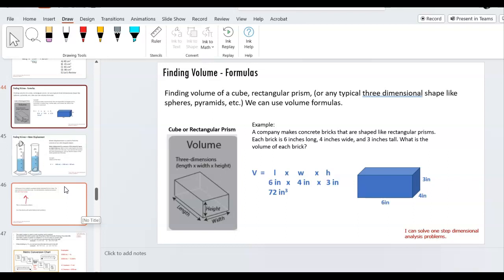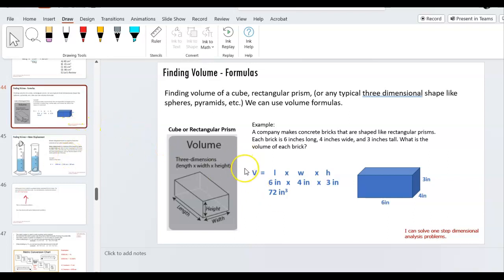And so in a density problem like this, it says a company makes concrete bricks that are shaped like rectangular prisms. Each brick is 6 inches long, 6 inches wide, 3 inches tall. What is the volume of each brick? So in this case, you could just multiply all 3. And again, volume should always be a cubic number, so cubic inches.